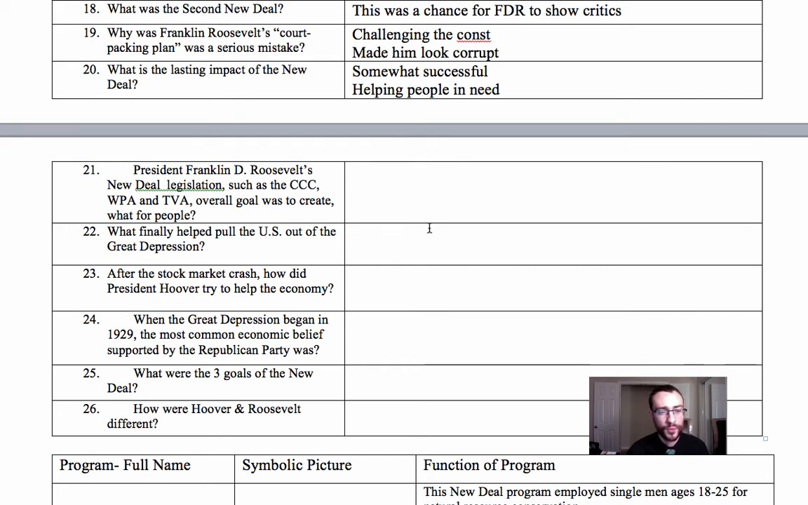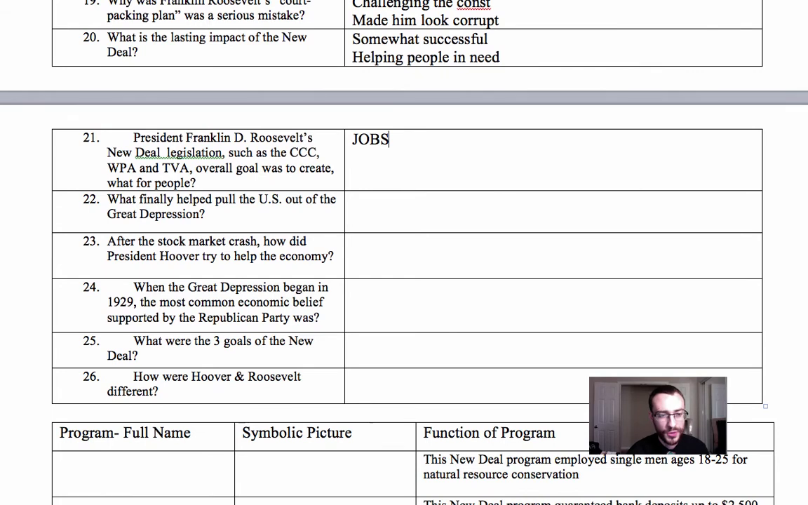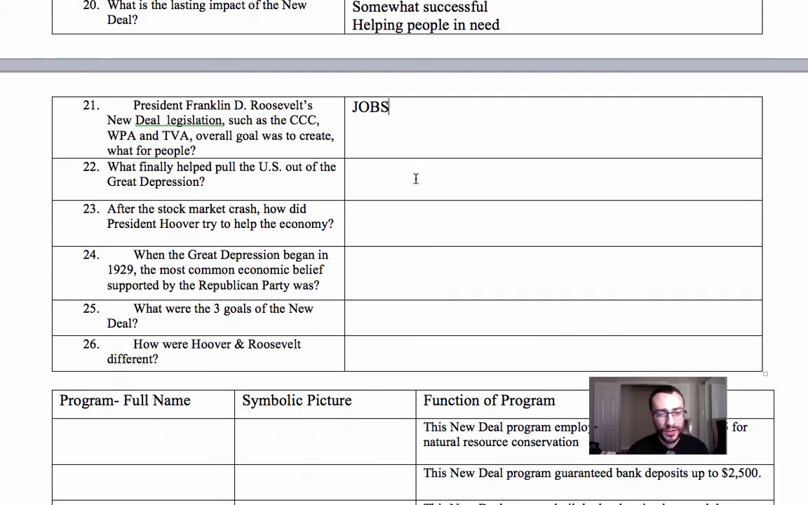Number 21, FDR's New Deal legislation, such as the CCC, WPA, and TVA, overall goal was to create jobs. So those are all creating jobs. 22, what finally helped pull the United States out of the Great Depression? That was World War II, like I just said.